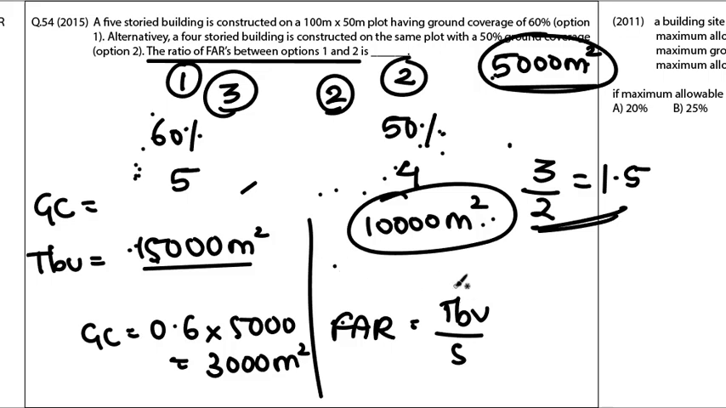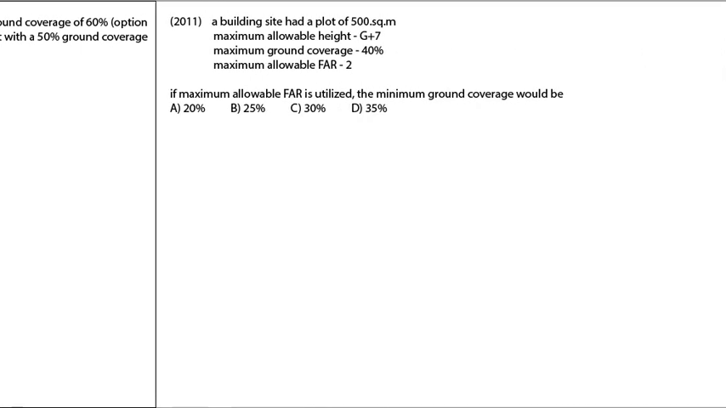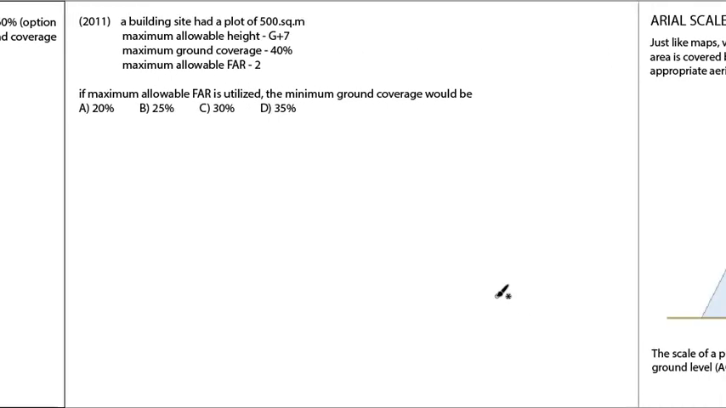In whatever questions, if they are mentioning ground coverage as a priority, don't fail to use that, okay? Except when the number of floors is not mentioned. So if ground coverage and number of floors are mentioned, you should go for that only instead of going for FAR. So now we have another question from 2011.